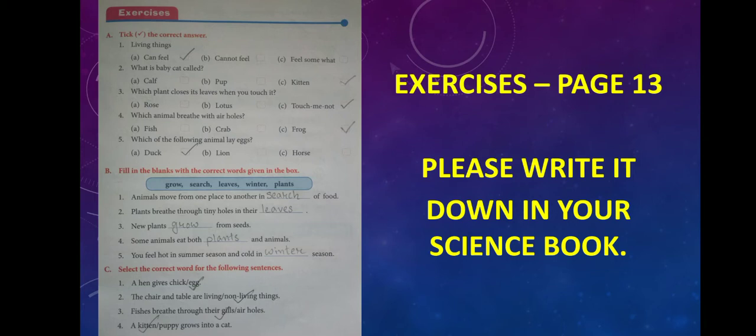Now let's go for the correct the following sentences. A hen gives chick or egg? Egg. The chair and the table are non-living things. Fishes breathe through their gills. A kitten grows into a cat? Kitten. Now let's go for the next page.